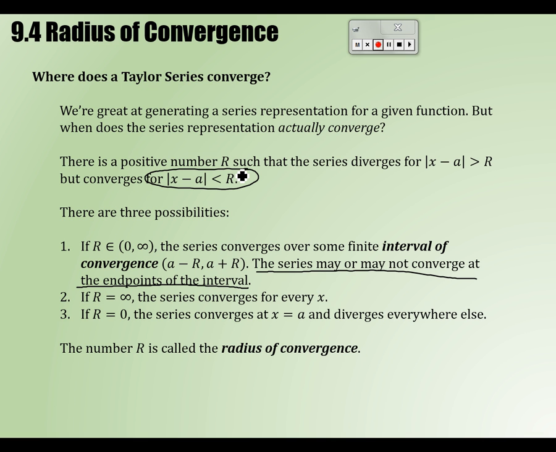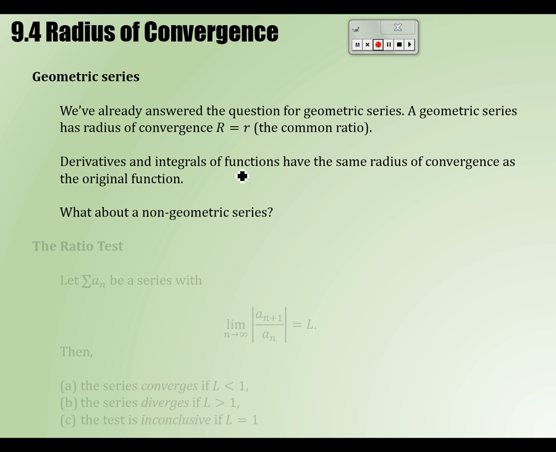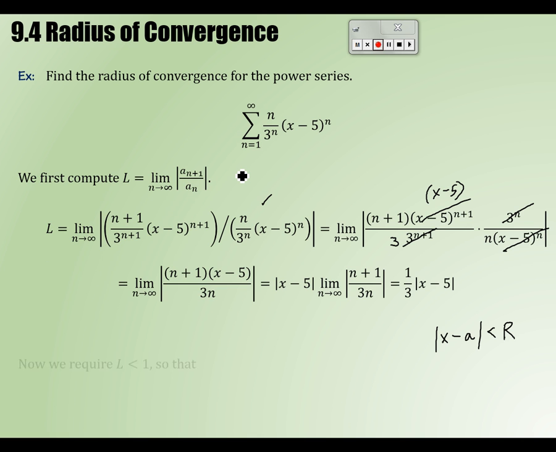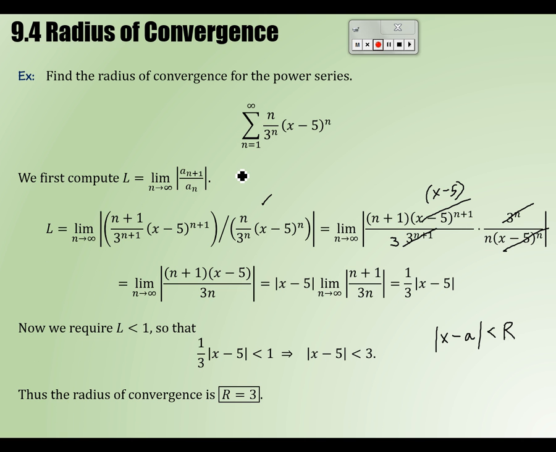We just determined that our series converges when the absolute value of x minus a is less than 3. So R must be 3. Done, right? We're kind of coming in a little backwards on that, but that's the idea. Once we make this determination, we're saying our series converges when this is true. So that must mean R is 3.